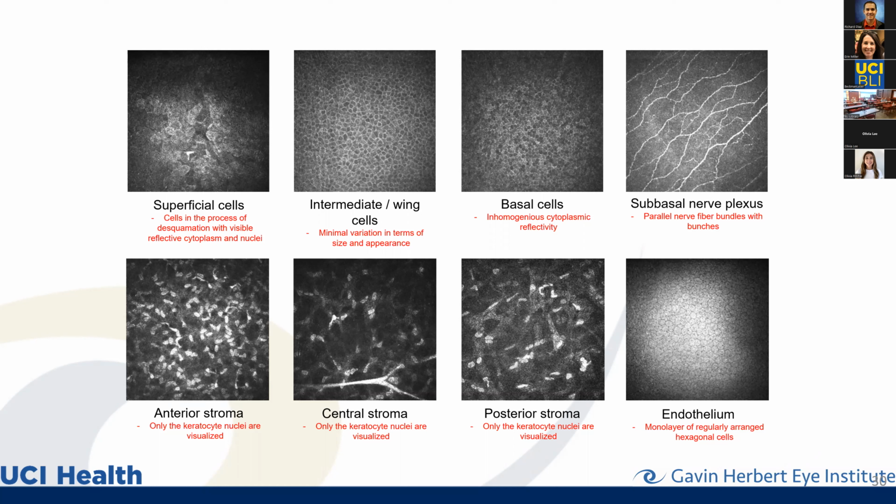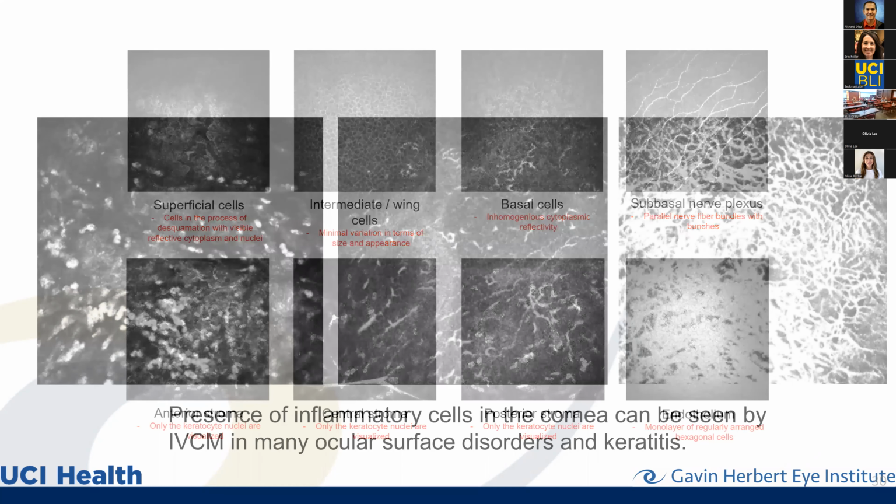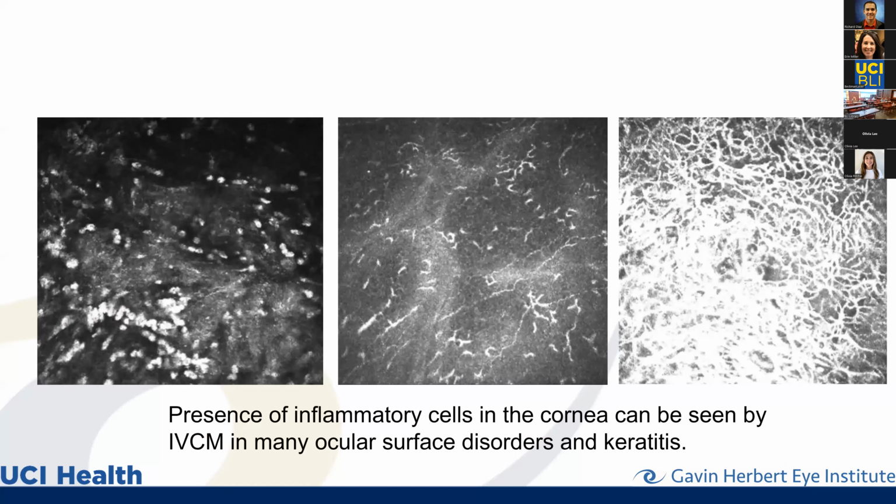But for the purpose of today's talk, because we're talking about the ocular surface, we're going to focus on the top row right here. And so these are normal images, but in abnormal eyes, we can actually, of my interest, visualize the inflammatory cells in the cornea. And this is not something we can do clinically at the slit lamp. So on the left, this is an example of leukocytes that we see infiltrating the cornea in a case of bacterial keratitis.